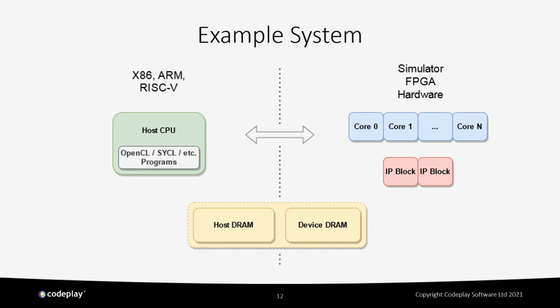And so this RISC-V accelerator device might have multiple RISC-V cores, as well as potentially some fixed IP blocks, which might be good at doing convolutions, for instance. And the host may have dedicated RAM, the accelerator device might have dedicated RAM, or there may be some form of shared memory between the two systems.